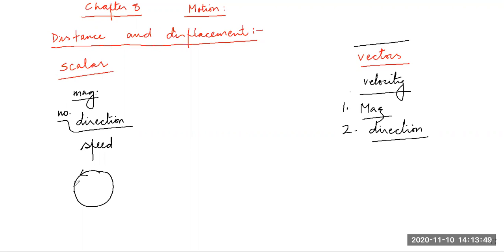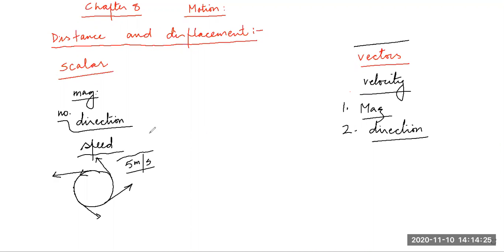Now, here at every point, the direction is changing. So, I cannot say that a point which is moving along a circle has a velocity. I can always say this point is having speed, only the magnitude. How much speed? Maybe 5 meter per second, constant speed. It would be wrong to say it's moving with 5 meter per second velocity because its direction is changing every time.